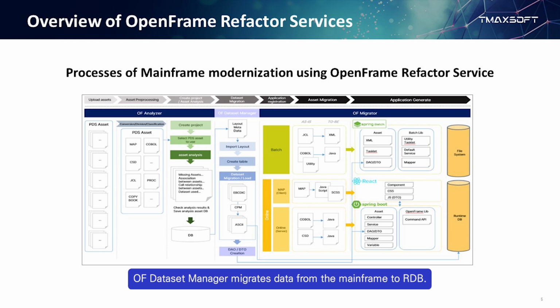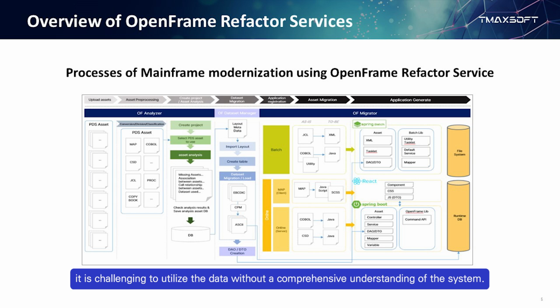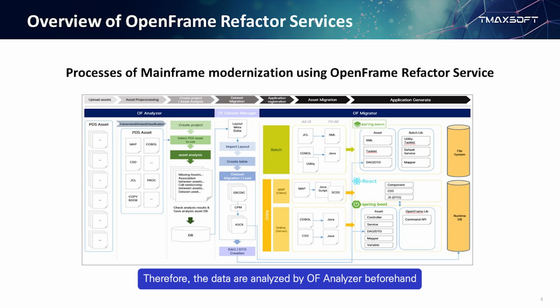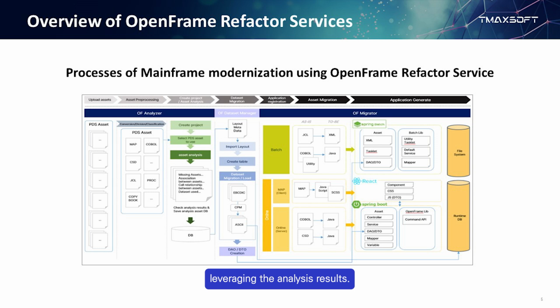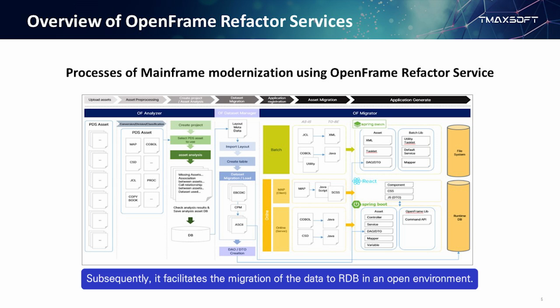OpenFrame Dataset Manager migrates data from the mainframe to RDB. Unlike an open environment, the mainframe hosts various database models. As metadata are distributed across the system environment and applications, it is challenging to utilize the data without a comprehensive understanding of the system. Therefore, the data are analyzed by OpenFrame Analyzer beforehand and are subsequently stored in the database. OpenFrame Dataset Manager determines how to migrate the data to an open environment based on their layout and type, leveraging the analysis results. Subsequently, it facilitates the migration of the data to RDB in an open environment.